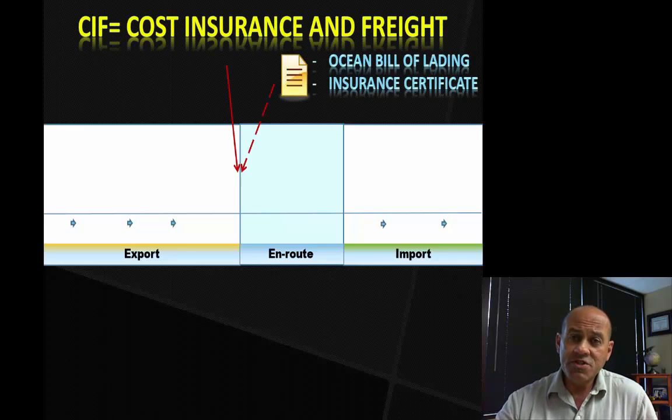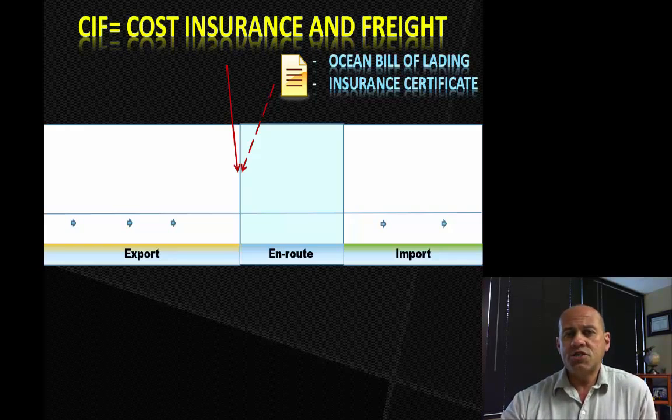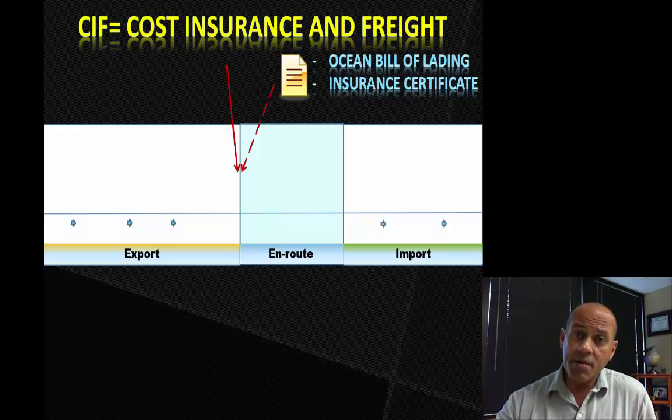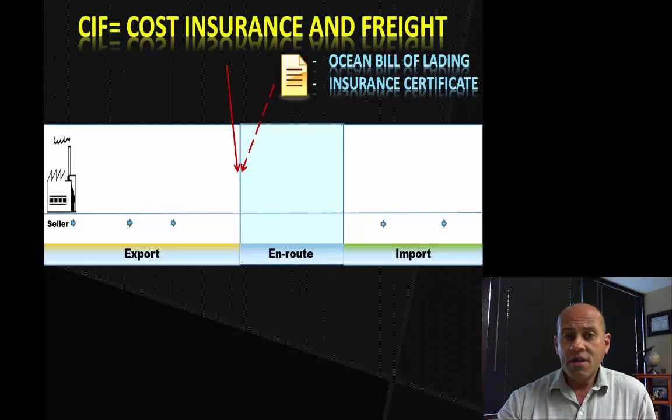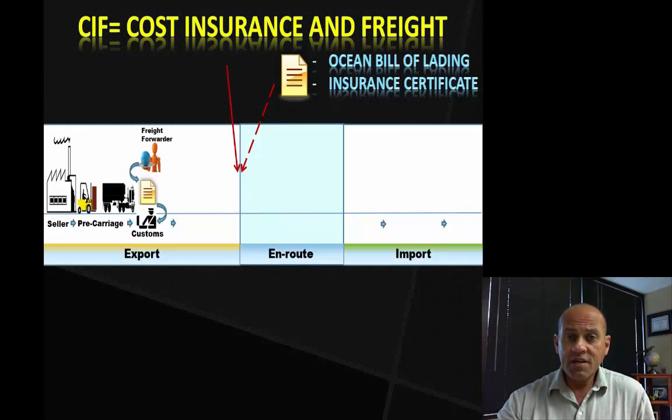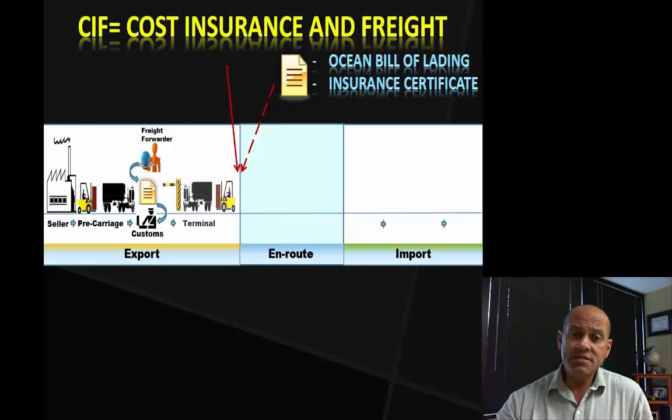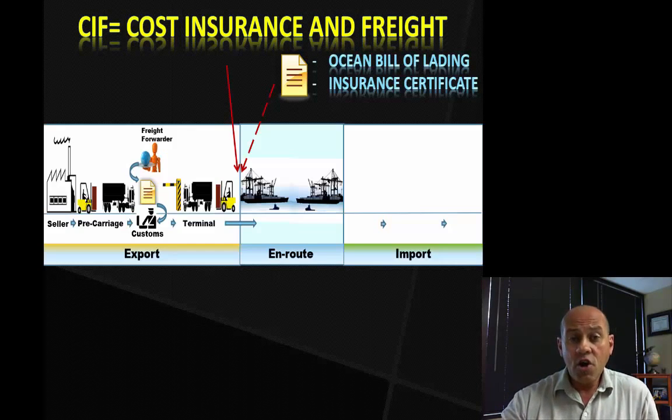The next term, which is an ocean term, involves transportation with the addition of ocean cargo insurance. So this one is CIF, and CIF is a very common term. Now, if you're using the term CIF, the seller will be responsible not only for the goods, the trucking, the export formalities, getting them to the terminal, loading them onto the ship, but also for the cost of freight transportation and cargo insurance.